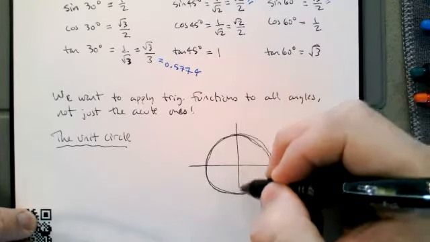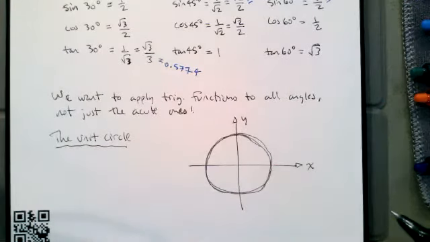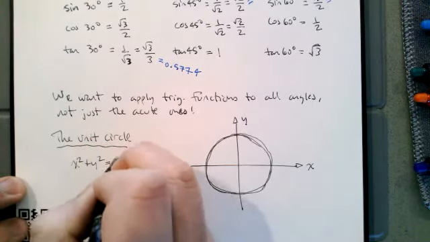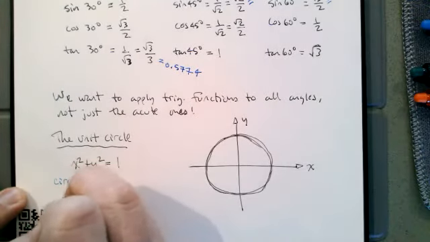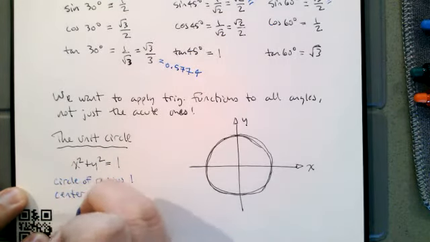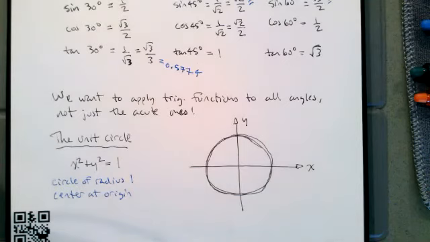We're going to put the circle on a set of coordinates, X and Y, and the circle is going to have a radius of 1. So the unit circle has an equation x squared plus y squared is equal to 1. There's a circle, radius 1, centered at the origin. We're going to use this to build angles.